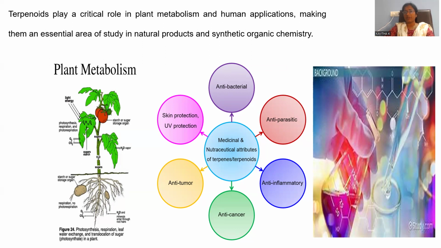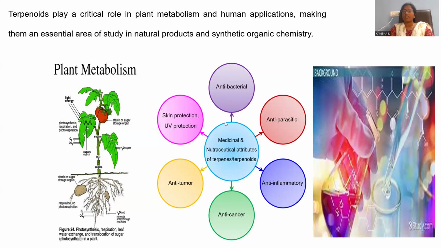Even respiration will be there. Plants are able to respirate just like humans. Plants are also having the respiration property. So all these plant metabolism activities get regulated by means of these terpenoids. And we can find human activities also accompanied by so many kinds of applications which are provided by these terpenoids.